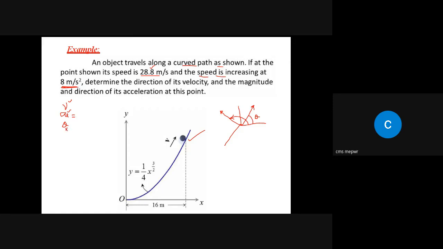What else are they asking? Determine the magnitude and direction of acceleration. For the magnitude of acceleration, we already have AT, but AN is not known. If we can get this AN, we will take the square of this one, take the square of that one, add both of them, and take the square root, so we will get the magnitude of total acceleration, right?